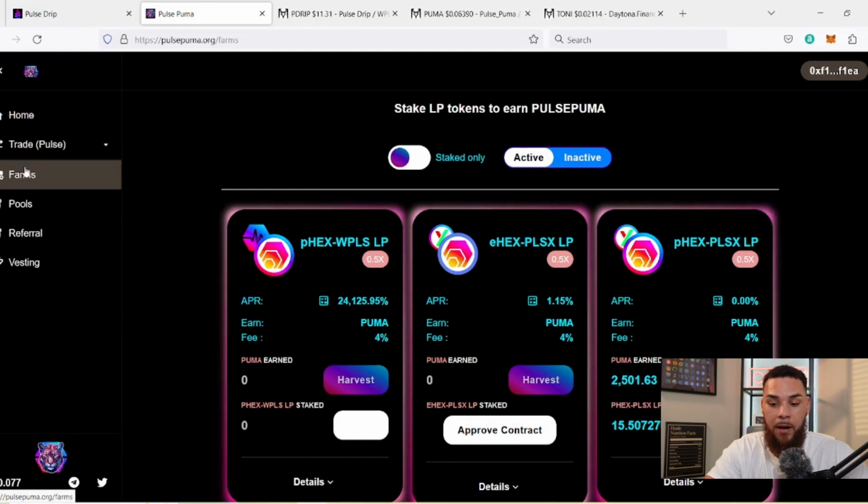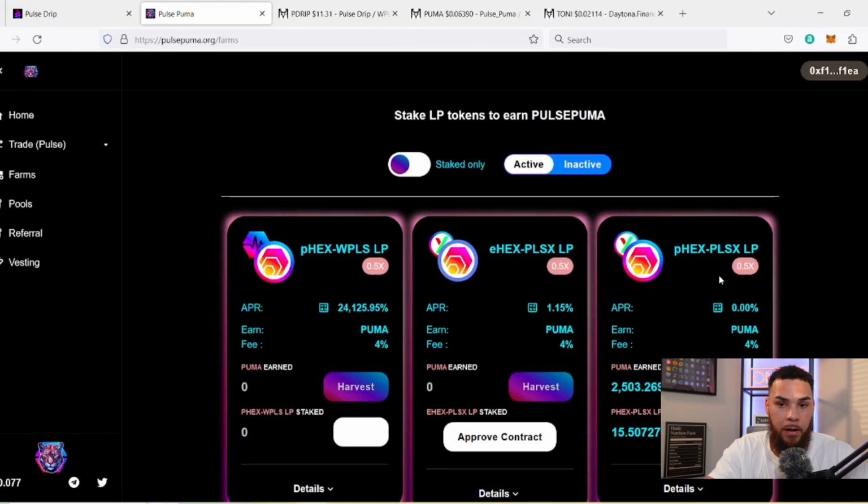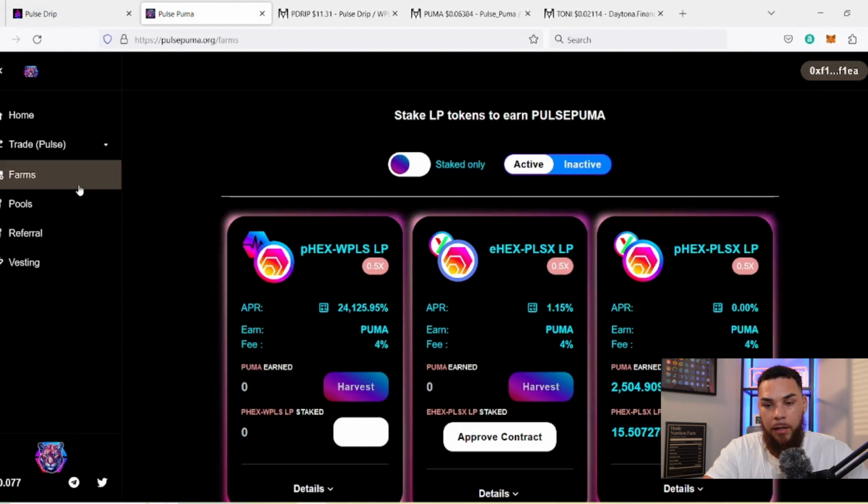What I will do is I'll come in here. As you can see, I have PHEX, PulseX staked. Now, of course, there's going to be some impermanent loss with those two tokens just as the price fluctuates up and down. So that's going to happen. But I would definitely rather risk that over some of the native assets. Now, what I am doing is I would take this Puma that is earned, and then I would take it to the single staking pool. And then from there, I would stake and then gain some more, I believe, Pulse.